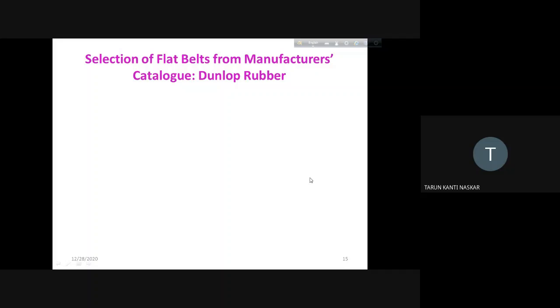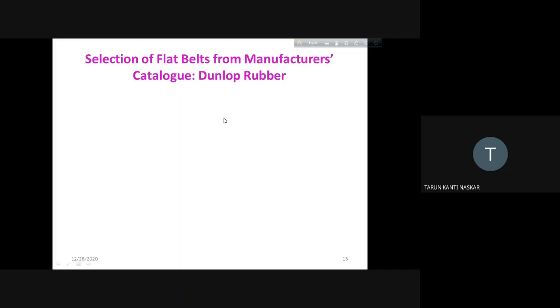Now, how to select a belt? What do we do for a belt and pulley drive? You have to select a belt. Belts are available in the market, and there are different manufacturers, with tables and catalogs. So from the manufacturer's catalog, according to the necessity of the user, they have to select a belt.